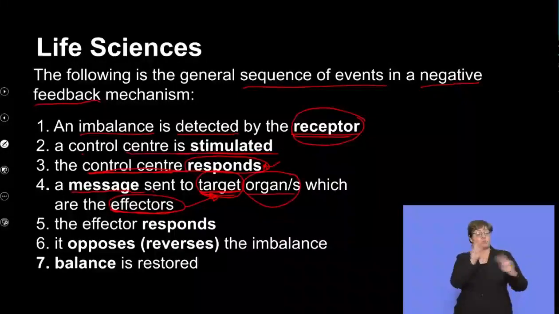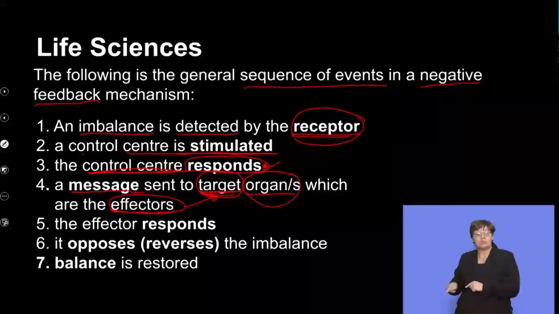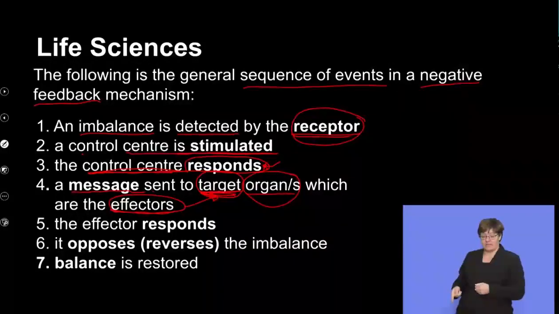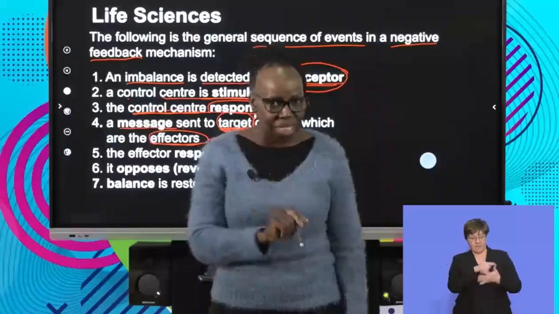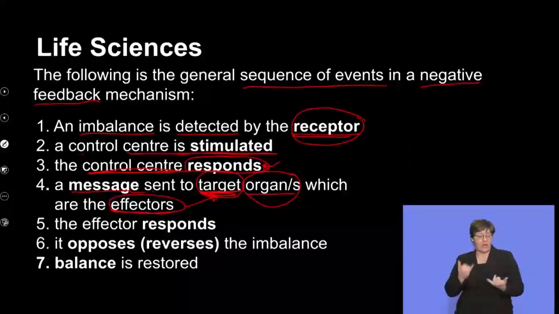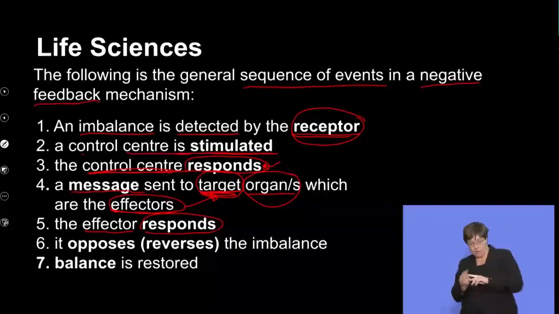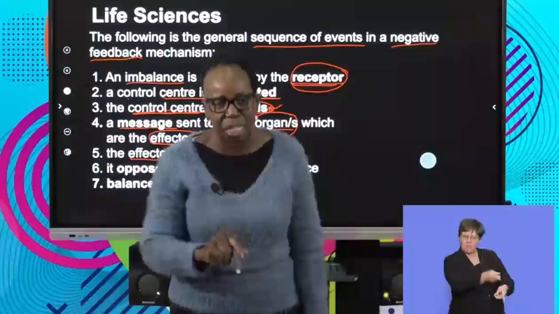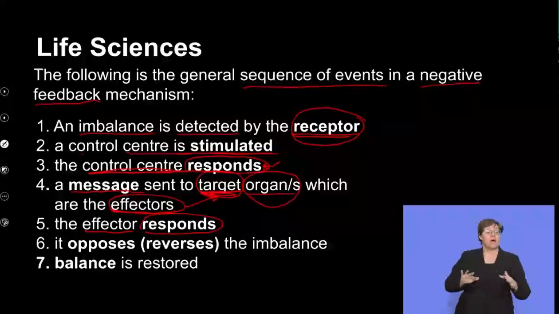Then when it is responding, the response is sending a message to the target, which are the effectors in this case. Then the 5th step, message is sent to the effector at this point. What will happen now? The effector also must respond. If you are given a message, there's no way that you cannot respond. The effector now responds. How will this effector respond? Let's move to the next step.